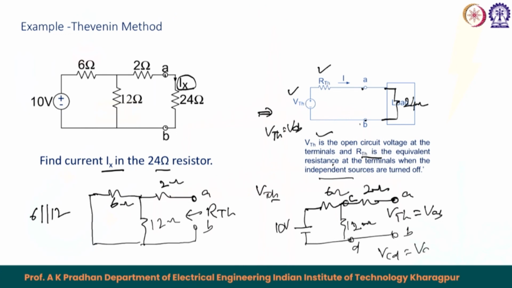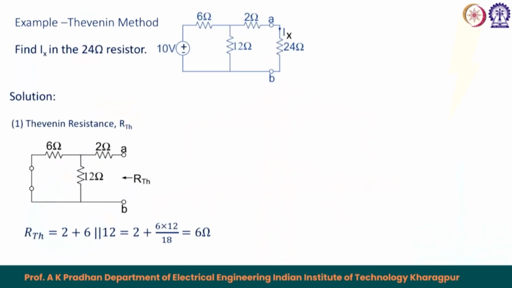So, VCD equals VAB equals VTH. In this case the current is flowing only in this path. So, VCD becomes nothing but 10 minus 6 ohm into the current, which is 10 divided by 18. 10 divided by 18 is the corresponding current, and the voltage drop is in the 6 ohm across this. So, that becomes nothing but the voltage of C with respect to D. So, we got the corresponding VTH like this.